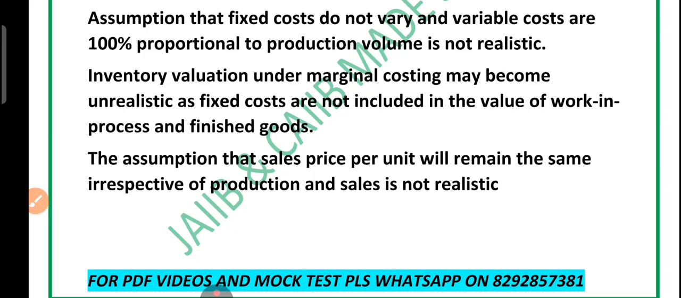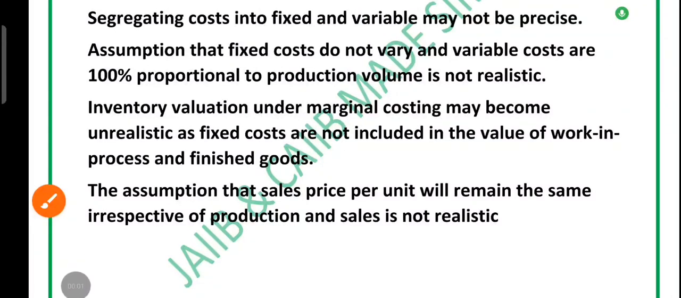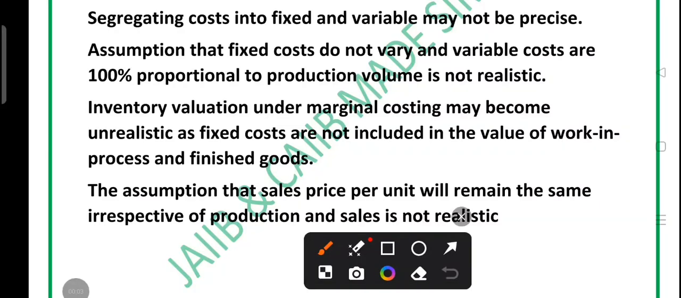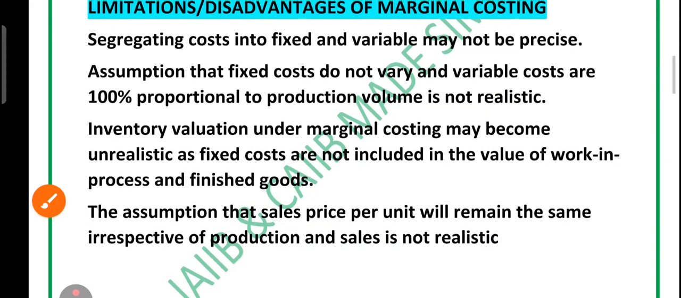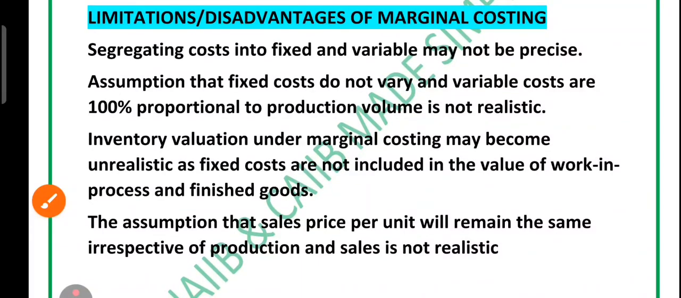Then the assumption about the selling price is too simple, right? It assumes that selling price per unit stays the same. You see, sale price per unit will remain the same no matter how much you produce or sell. But in the real market, if you produce more, you might have to reduce price to attract buyers. So again, not realistic. So basically, if we summarize, what are the main limitations of marginal costing?